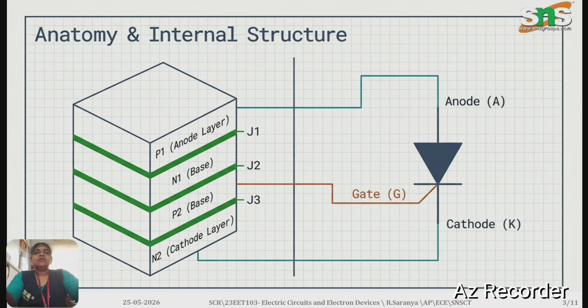So this is the anatomy or the internal structure of the SCR. If you see, it has three PN junctions. It is made up of these layers, and the terminals it has are anode, cathode, and gate. The gate plays the major role in the case of SCR.